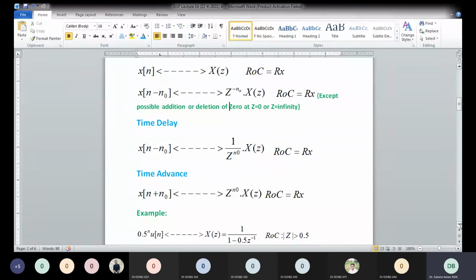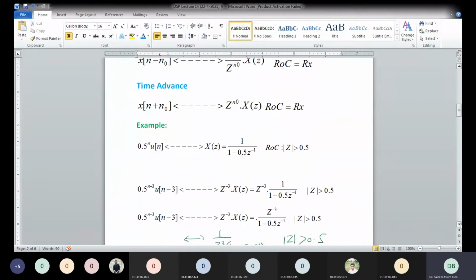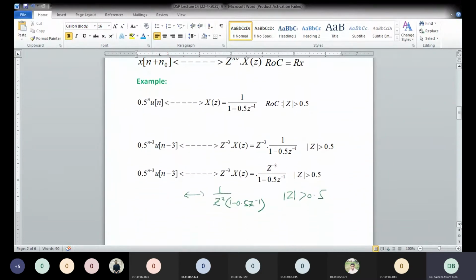If not, let me give you another perspective. So let's first solve an example, then I'll come back to the same point again. So let's assume we have x of n is equal to 0.5 raised to power n u of n, and we know its z transform expression is 1 over 1 minus 0.5 z inverse with ROC is equal to z mod greater than 0.5. If we delay it with a factor of 3, n naught is equal to 3, we are giving delay. So what would happen in z transform?